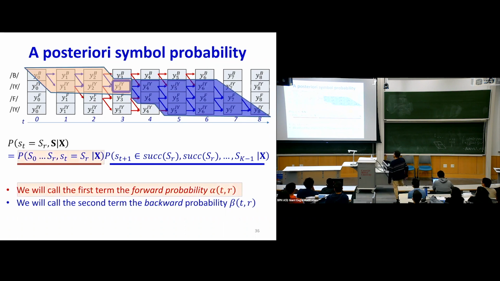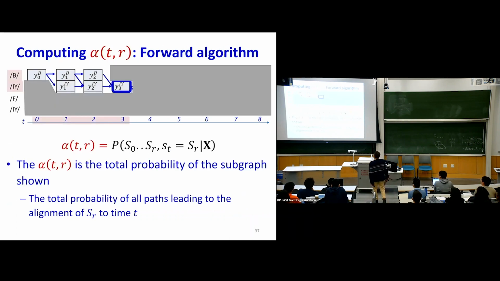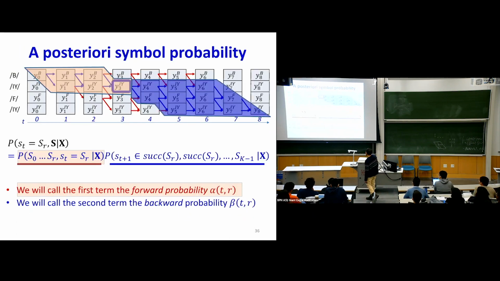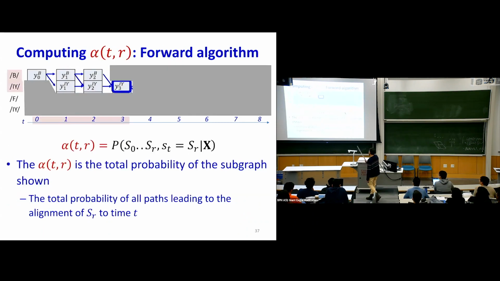So I'm going to call the first portion the forward probability. I'm going to call it alpha TR, which is to say the probability of aligning the rth symbol to the tth time instant. And the second portion I'm going to call the backward probability, which is the probability of everything else that follows, given that the rth symbol has been aligned to time t. So let's look at what this is. What is alpha TR? Did I call it alpha RT or alpha TR? Alpha TR, okay?